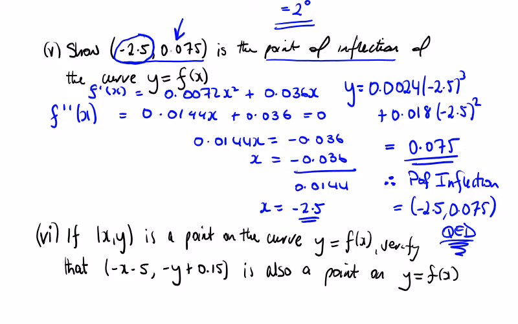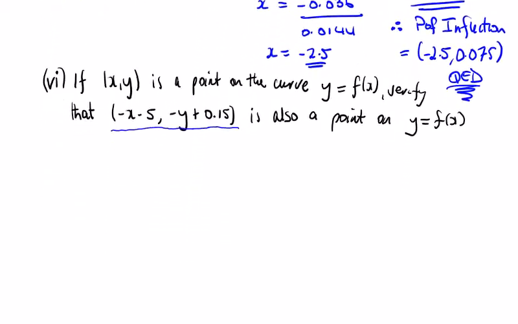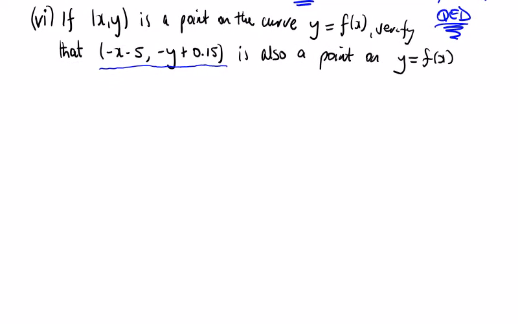Okay, next point. If x, y is a point on the curve, y is equal to f of x, verify that minus x minus 5 and minus y plus 0.15 is also a point on the curve. So we can put this value in for x, and it will be equal to minus y plus 0.15. So let's do that.